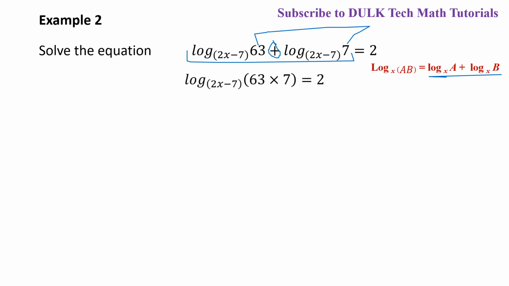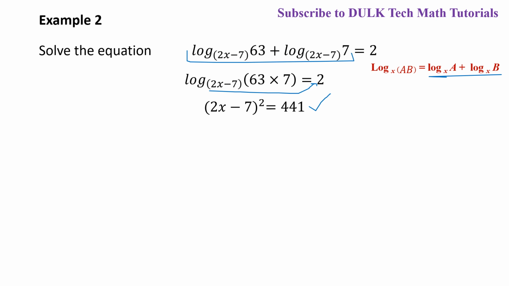According to the definition of logarithms, we can simplify this one. 63 by 7 simplifies, and we get 441. Now, by the definition of logarithms, this base to the power 2 will give us 441, like this. Then from here, we are solving a quadratic equation.